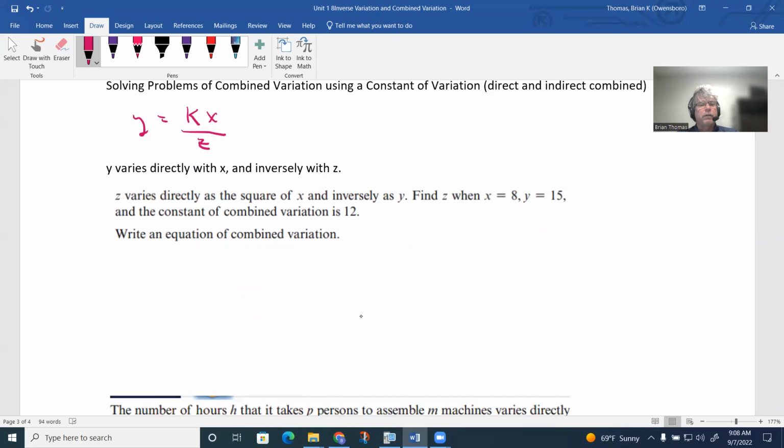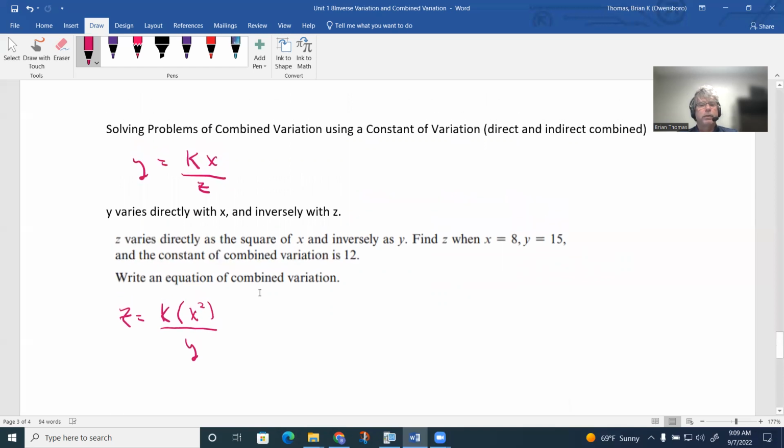So if z varies directly as the square of x and inversely as y, find z when x equals 8, y equals 15, and the constant of combined variation is 12. So in our formula, since we're asked to find z, that's going to equal k times our direct variation, which in this case is the square of x, so x squared, over y, since it varies inversely with y, so the y is going to be on the bottom. So we have that set up here.